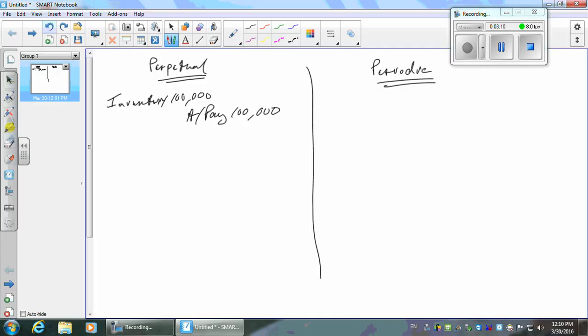Okay. Periodic, what would you do? Now you use the purchases account. Okay? Which is kind of an expense account. It's going to be on the income statement. It's an expense account. It's going to help you calculate cost of goods sold in the income statement. Okay? Purchases and accounts payable. And then when you pay it, debit accounts payable, credit cash. Everybody got it?